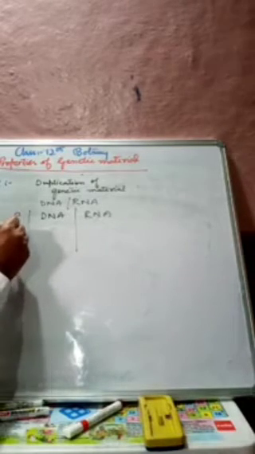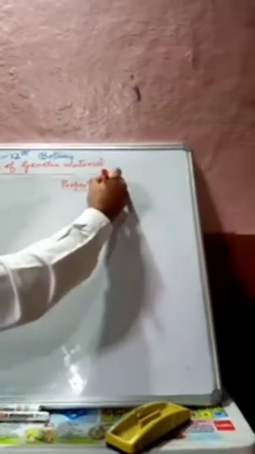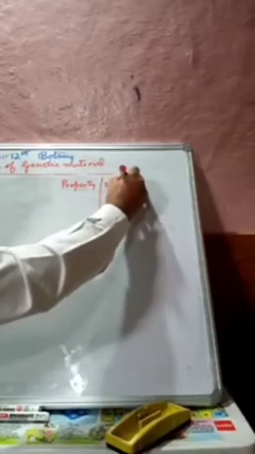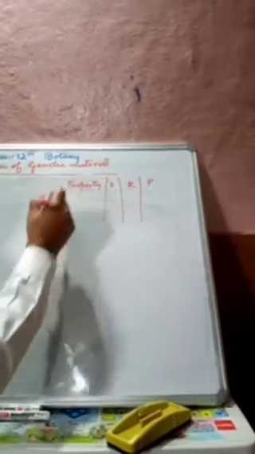Proteins are also present in living organisms, but they do not exhibit this property. They do not undergo the process of replication. DNA undergoes the process of replication. RNA undergoes the process of replication. So we will write here one by one. Property, DNA, RNA, then protein. The first property we have is replication.